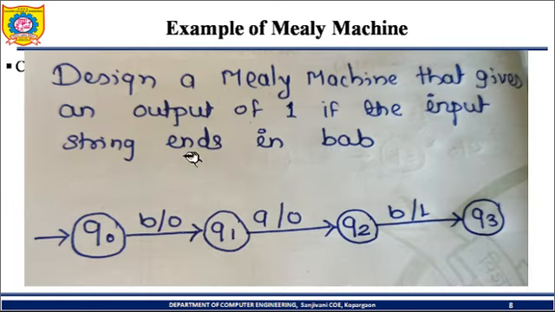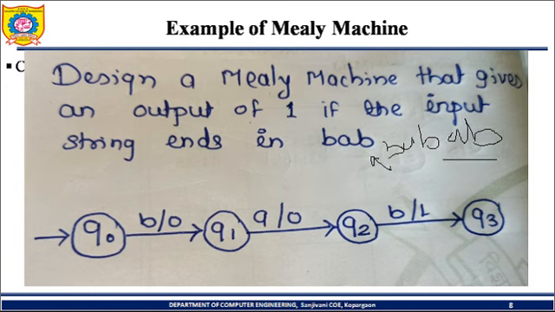Now here we will consider one example. Here we want to design one Mealy machine that gives an output 1 if the input string is ending in BAB. That will give the output as 1 if the input string is ending in BAB. Means if the input string ends with BAB, that time it should generate the output as 1. And before that any combination of A and B is allowed. But here you can see the string ends with BAB.